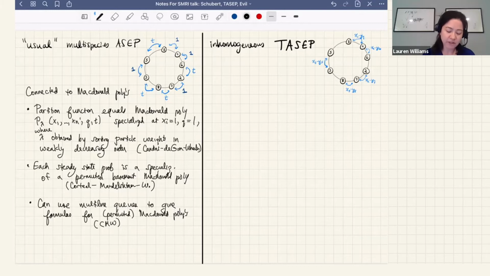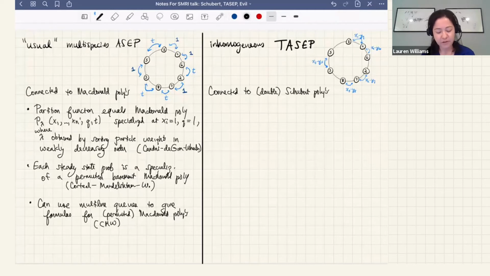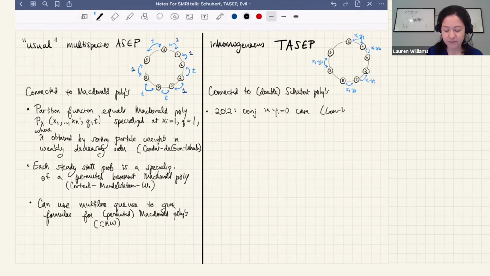Now, on the other hand, if we go to the inhomogeneous TASEP, this model is connected to double Schubert polynomials. And anyway, I find this very fascinating because Macdonald polynomials and Schubert polynomials both generalize Schur polynomials, but in very different ways. So to say something about this connection to Schubert polynomials, in 2012, we wrote a 4-page paper describing some conjectures connecting this model to Schubert polynomials. That was this 4-page paper with Lam, where we basically wrote some conjectures and had no proofs.